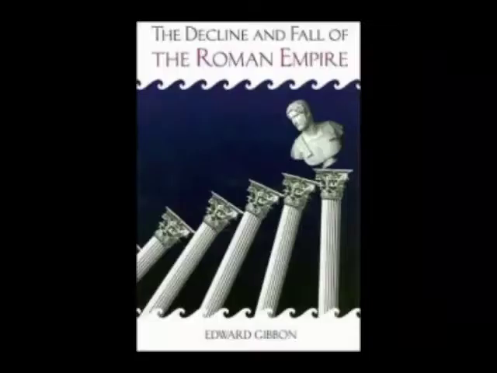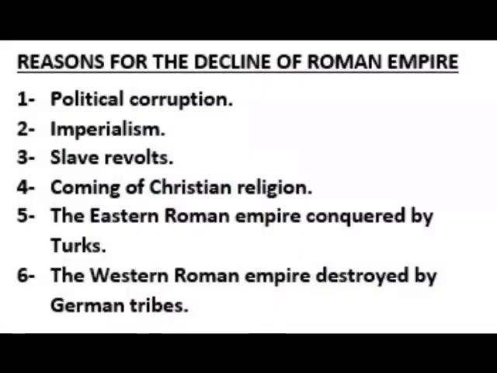So let's start. Now we'll see the reasons which led to the decline of the Roman Empire. The first one: political corruption, constant wars, infighting among soldiers. Then imperialism destroyed democracy, encouraged slavery, and created idle city mobs. Then slave revolts became very frequent. Then the coming of the Christian religion to Rome played a part in weakening the rule of emperors. Then the Eastern Roman Empire, after 1453, was conquered by Turks, and the Western Roman Empire was destroyed by German tribes, that is, the Goths and Vandals, who were referred to as barbarians.